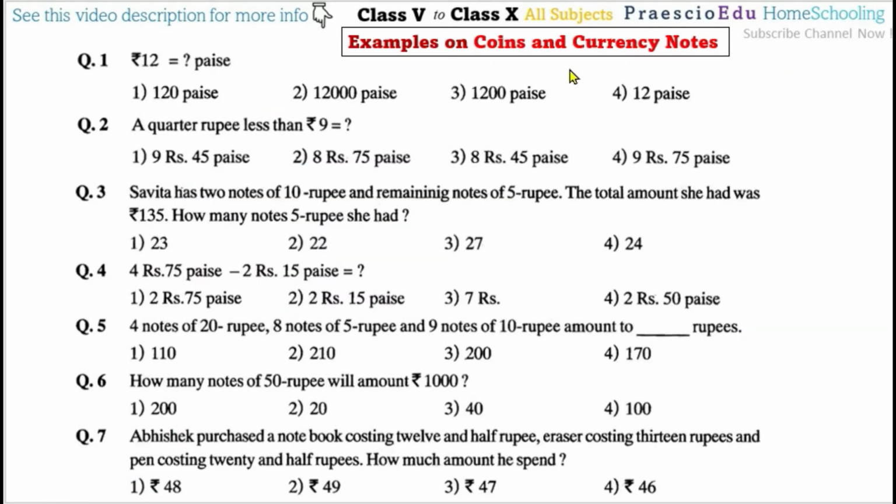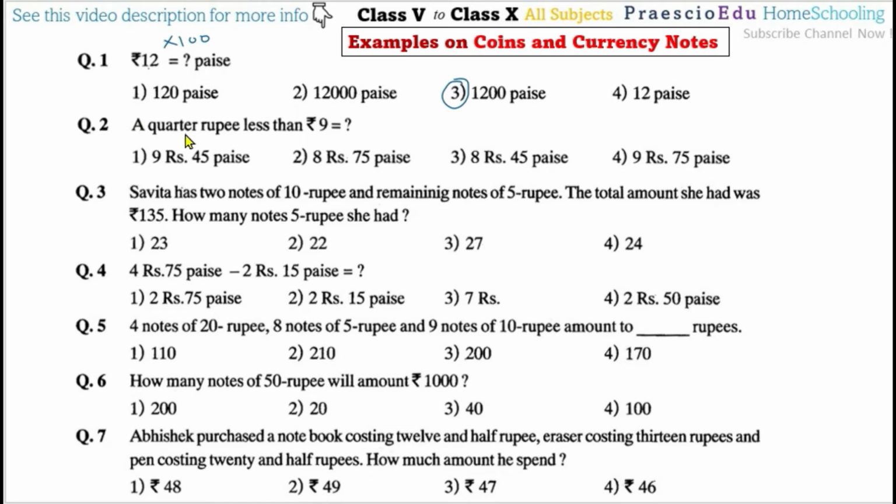Now examples on coins and currency notes. Question number 1: rupees 12 is equal to how many paise? Now we know, for rupees to paise we have to multiply by 100. So 1200 paise is given in option number 3.